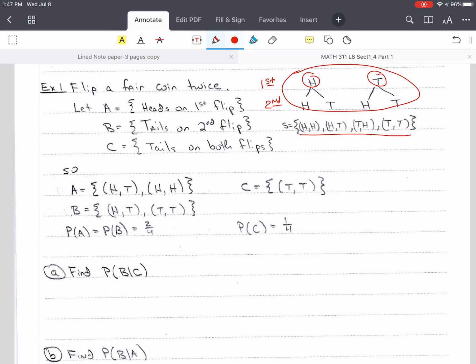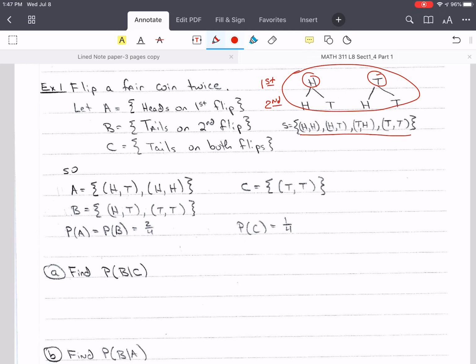A is that we get heads on the first flip. B is tails on the second flip, and C is tails on both flips. So I'm going to write out the outcomes in each of the events. So A has heads-tails, heads-heads. B has heads-tails, then tails-heads. And C is tails-tails.